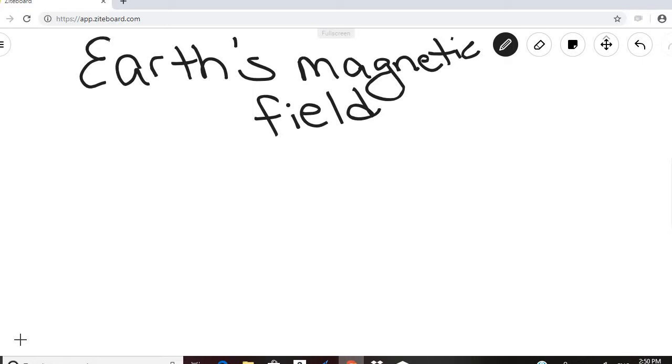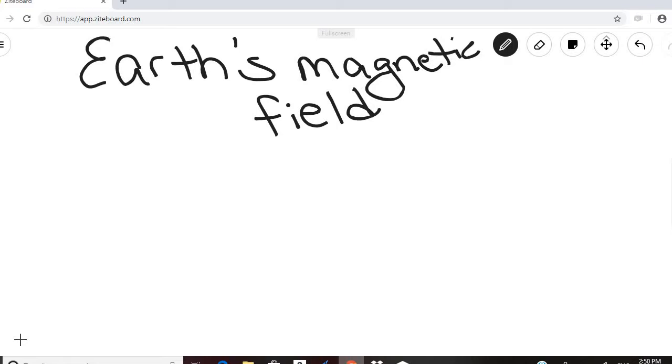There is a figure in your book, figure 16.5, that will show you the axis of rotation of Earth. One of the things that you'll notice is that magnetic north is actually a little to the left of geographic north. So the compass points a little to the left of true geographic north.